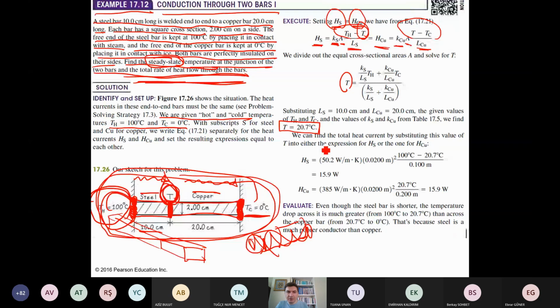Total rate of heat flow, H_S plus H_copper. We know the T here, we know the T here. If you use them here, then finally you can calculate this one. In total, we will have H_S plus H_copper. Okay, do you have any question here?